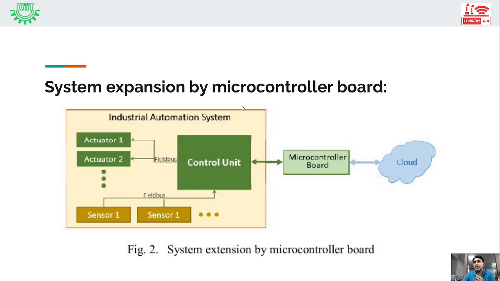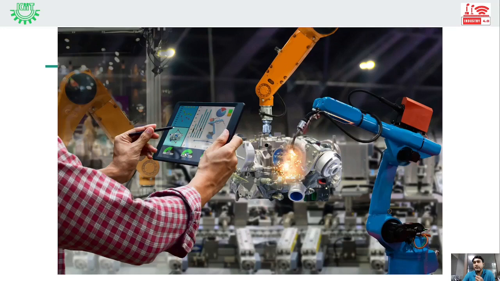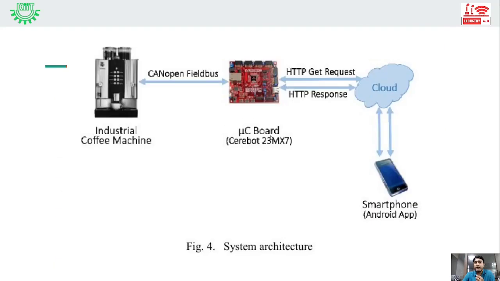Along with the industrial automation system, you can see another microcontroller board being interfaced, which will be connecting to the cloud. So let me just take you to that slide. Yes, so here you can see that we have used a microcontroller board which is connecting through the field bus. In this case, the field bus is the CAN. Through this, it is connecting to the industrial coffee machine, getting the different information and sending the same to the cloud. A smartphone with an application can be used to remotely control this industrial coffee machine.